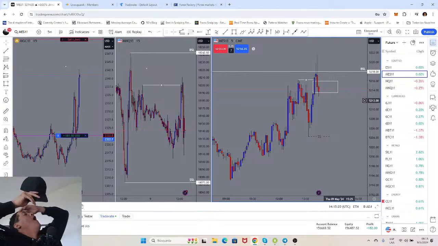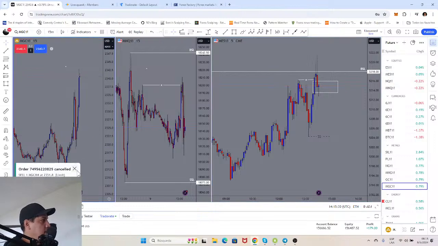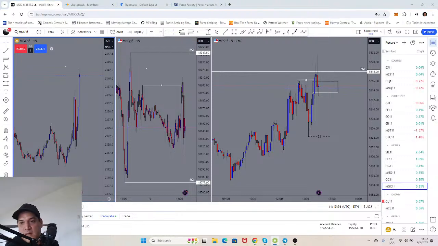Whoa! I'll take the bag here in gold. Order filled. So one step closer. And I'm gonna take the bag here in gold for an extra 190 pips. Boom.